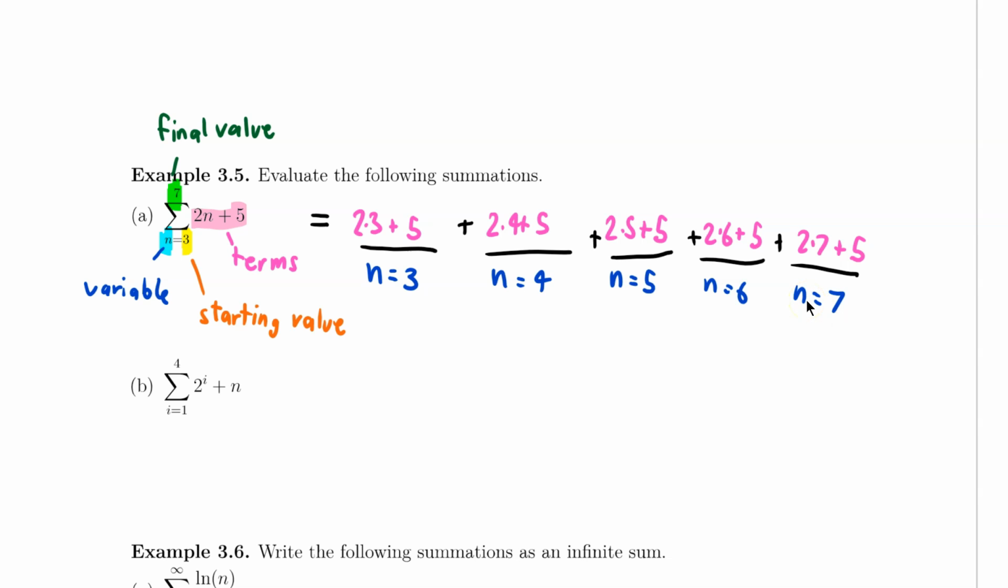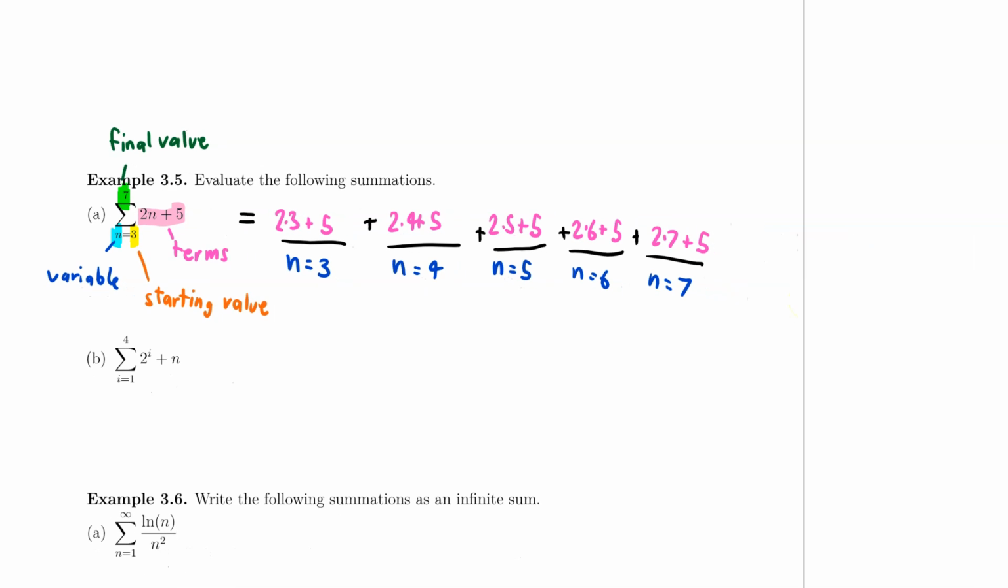Now, if I were to add up all these numbers, let's do the math real quick. This is going to be 11 plus 13 plus 15 plus 17 plus 19, and these all add up to 75. So this is how we compute the value of a summation.